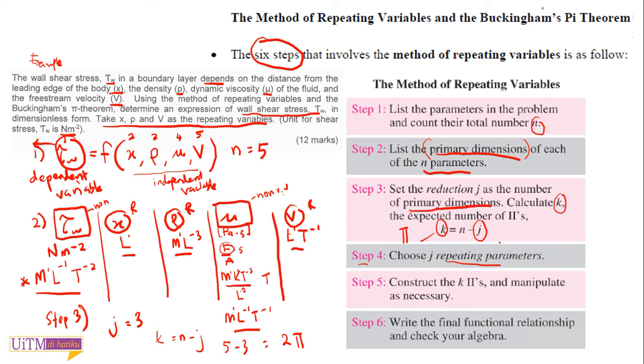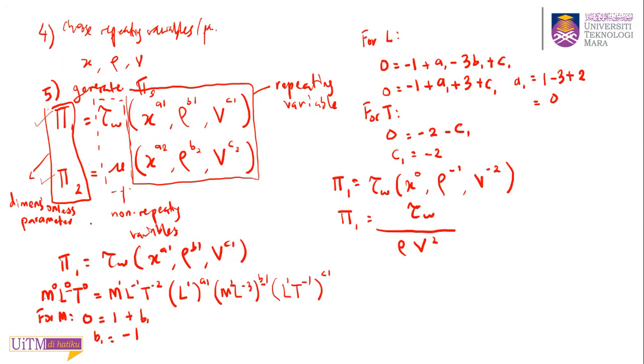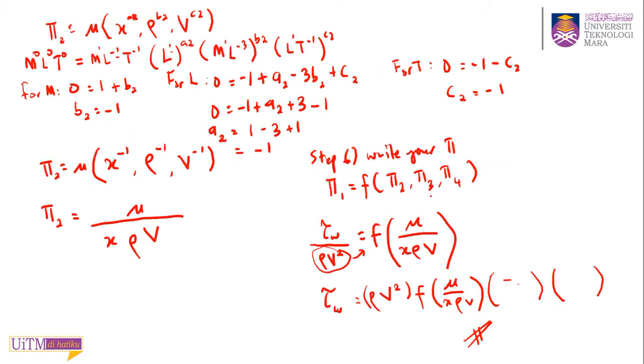In this question, when you get n is 5 and j is 3, your π is only 2. So let's say n is 6. When you go to step 3, you will get the number of π is 3, since 6 minus 3 is 3. So you will have another π3, and you generate that π. In your last step, you just write again what your π1, π2 and π3 are if you have 3 π.